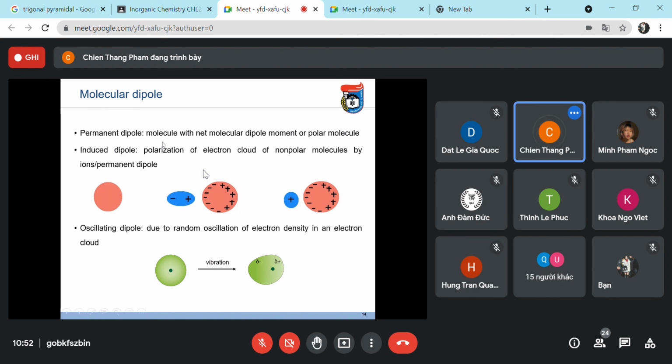Okay, now this one is molecular dipoles, and maybe it's a little bit hard for you to understand this point. However, maybe I will make an example in Vietnamese. It's easy for you to understand.